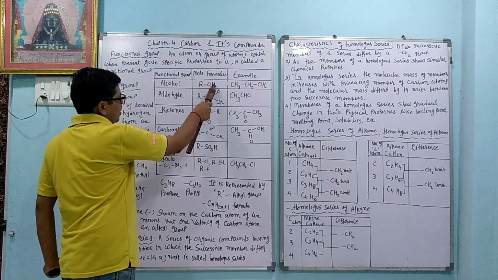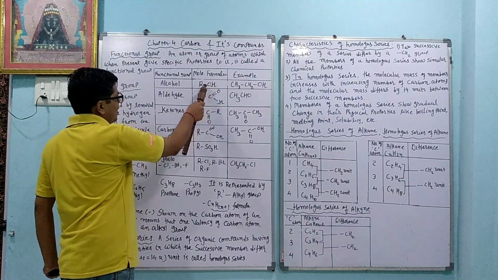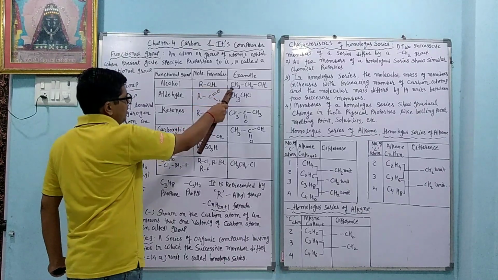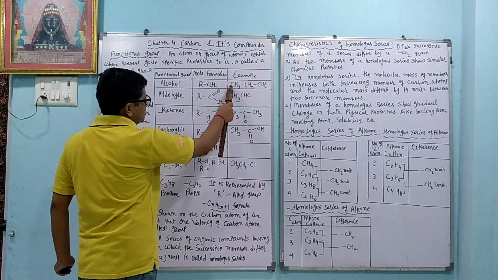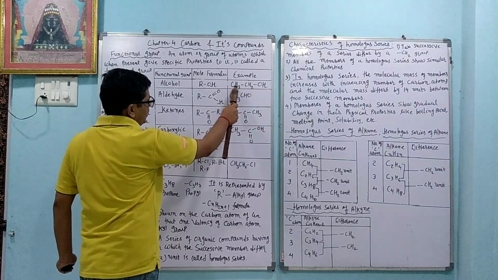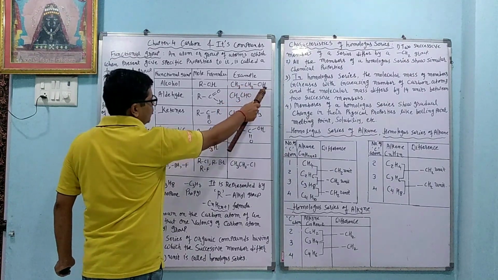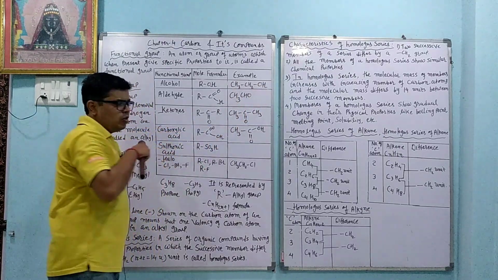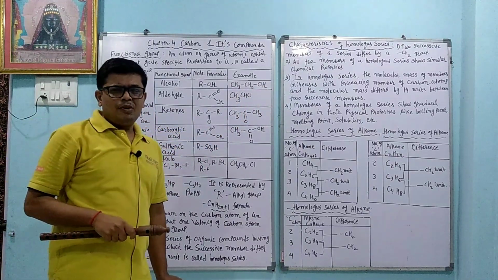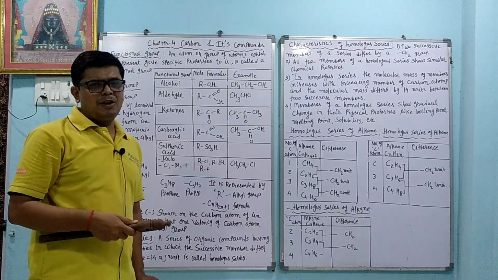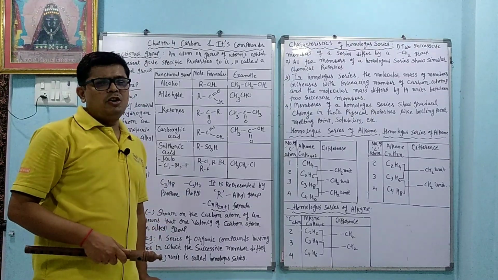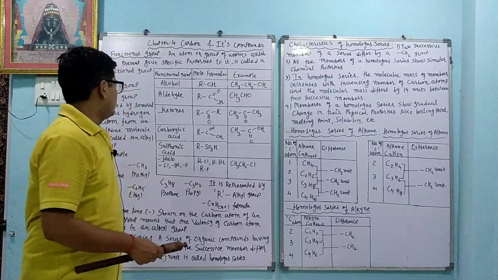Alcohol means OH. When we add OH to the alkyl group, we get ROH. Example: CH3CH2OH. How many carbon atoms are present? 2. Okay, and it is ethyl, so it is called ethyl alcohol. Ethyl alcohol is the common name. The IUPAC name is what? Ethanol. We will also learn the IUPAC name. IUPAC means what? International Union of Pure and Applied Chemistry.